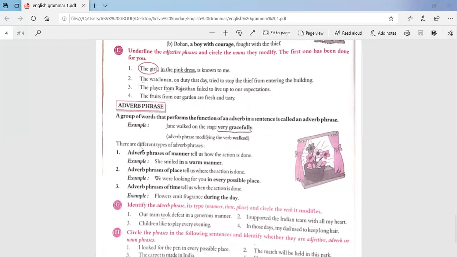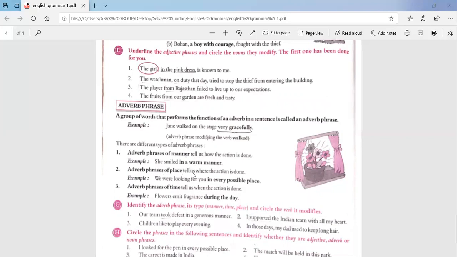There are different types of adverb phrases: adverb phrases of manner, adverb phrases of place, and adverb phrases of time. Adverb phrases of manner tell us how the action is done. She smiled in a warm manner. How did she smile? In a warm manner. So this is an adverb phrase of manner.